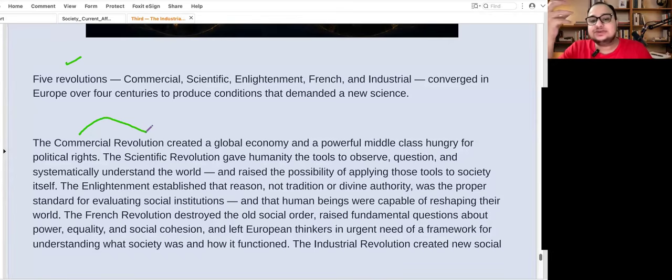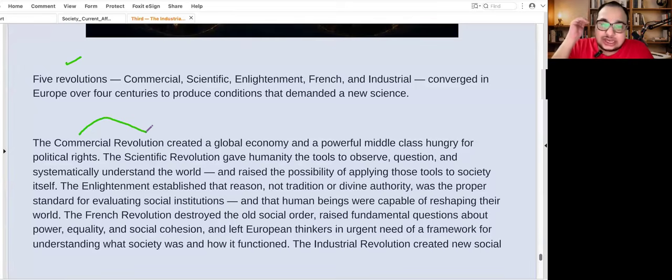Then the scientific revolution, which gave humanity the tool to observe things, question things, and systematically understand the world. And it gave the possibility of understanding society itself through this rigorous, step-by-step process.